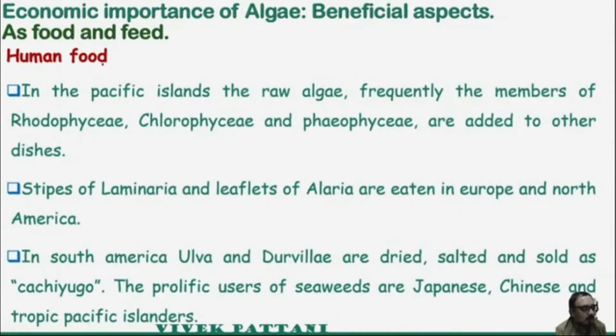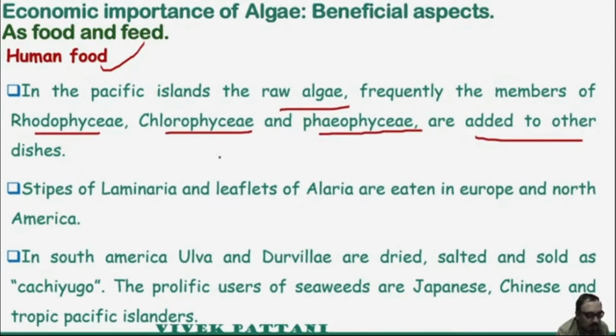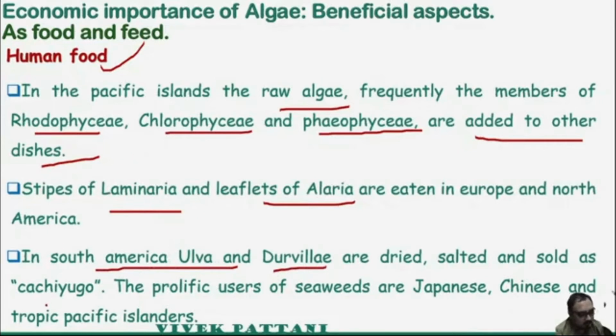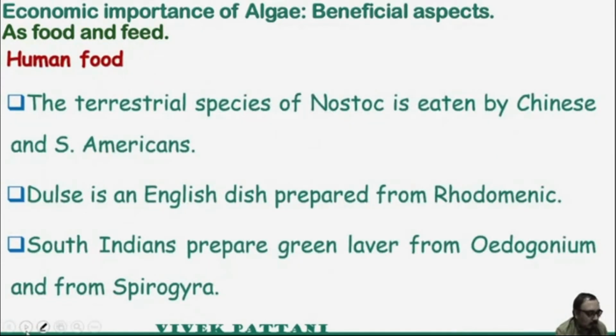As a human food also, in the Pacific Islands, raw algae and frequently members of Rhodophyceae and Phaeophyceae are added to dishes, whereas types of Laminaria and leaflets of Alaria are eaten in Europe and North America. In South America, Ulva and Durvillea are dried, salted, and sold. The prolific users of seaweeds are basically the Japanese, Chinese, and some tropical Pacific islanders. There are also some species of Nostoc which are eaten by Chinese and South Americans, and dulse is an example of an English dish prepared from the red alga Rhodymenia.